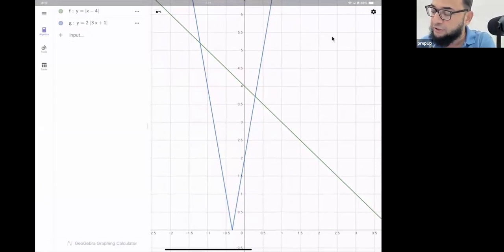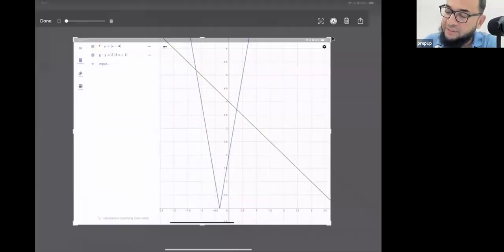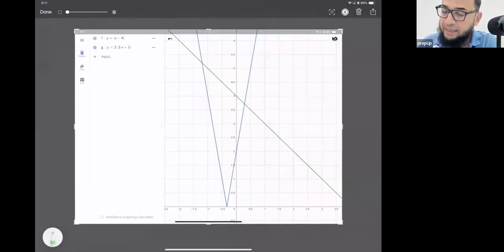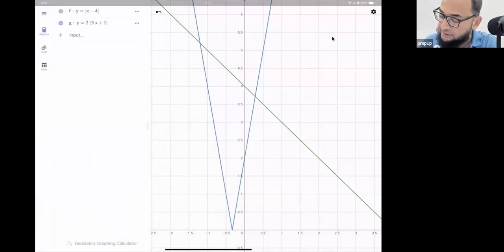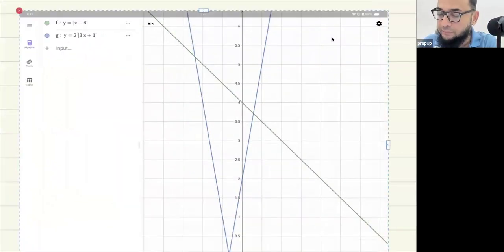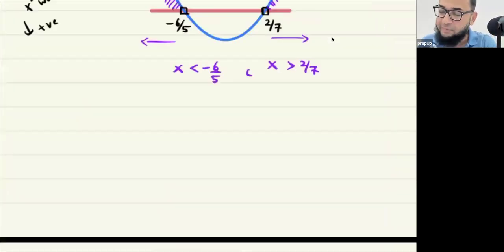And again, let me take a screenshot. Let me just save it, copy it. x minus 4, 2 modulus 3x plus 1. So this is x minus 4 bracket 2x plus 1. Let me double check.